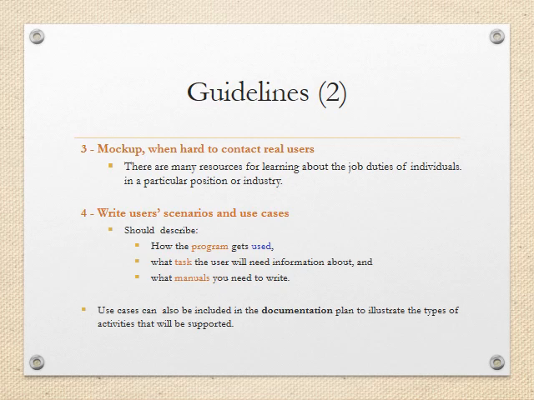Guideline number 3, mock-up when it is hard to conduct real users. What do you mean by mock-up? It means find a proxy user, find a replacement for your user. The best thing when we do analysis is to make interviews or observation with the real users. But if we cannot have a real user, sometimes we don't have the actual user, in such cases, we mock up the user.